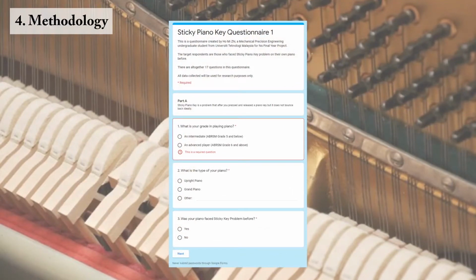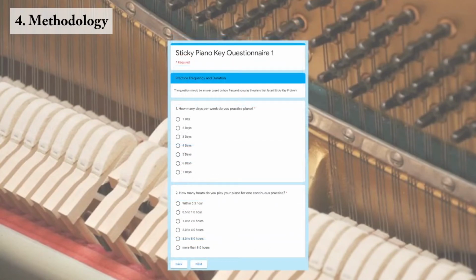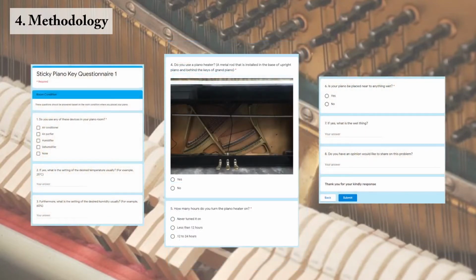Then a Google form was made and spread to the respondents to collect the data. This is part A, then followed by part B, then part C and part D. I added the image of the piano heater to let them have more understanding of this question.